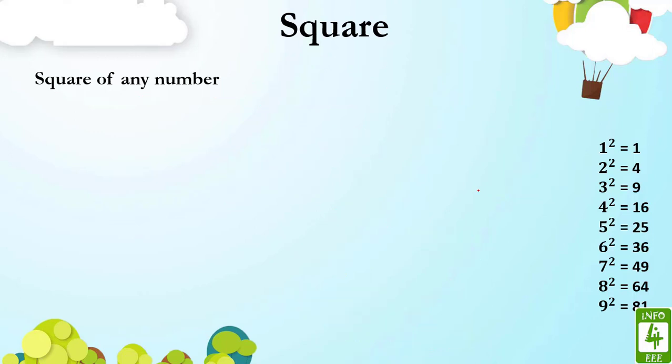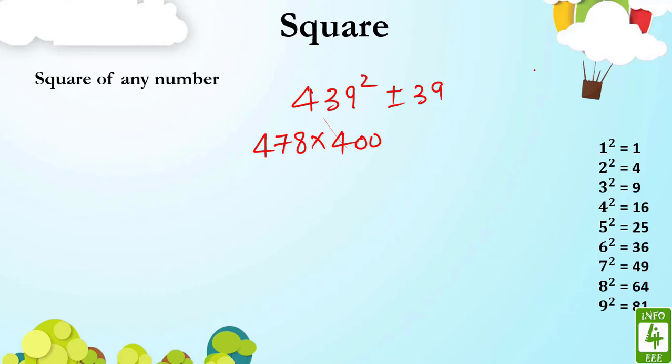Let's do one more question. Suppose you need to find the square of 439. So what you can do is make a multiple using 39, right? Once you add it, it will become 478. Once you subtract it, it will become 400. And the square of 39 you can find like 09, 81, 27, 54, right?